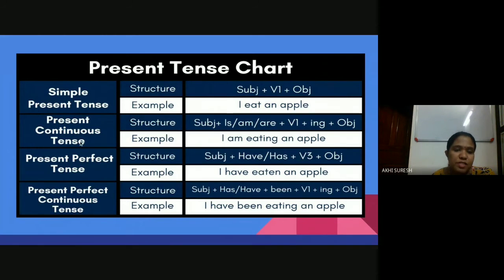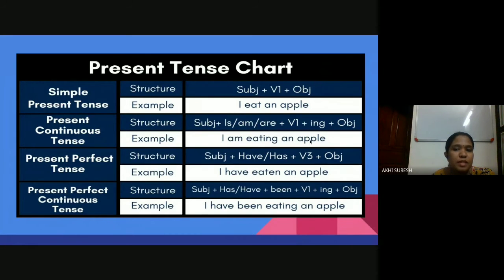Now we can move to the second one, present continuous tense. Continuous means it is going on, continuing. In whichever continuous tense it is, you have to always use the ing form of the verb. For example, subject plus is, am or are plus V1 plus ing plus object. So you can see an example.